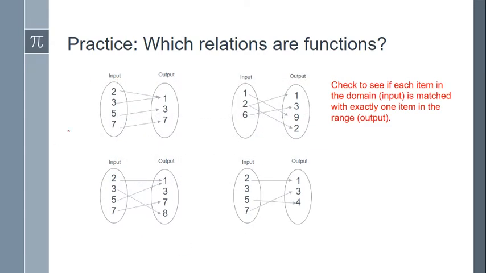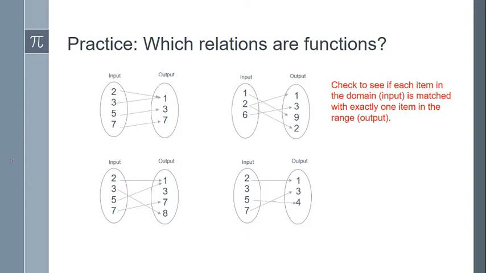All right, so the next way that we can represent a relation, remember, is using the mapping diagram. Sometimes you hear them in English referred to as Venn diagrams. And so we have inputs mapped to outputs. So here's the hint: you want to check to see if each item in the domain, which is the input, is matched to exactly one item in the output, or the range.